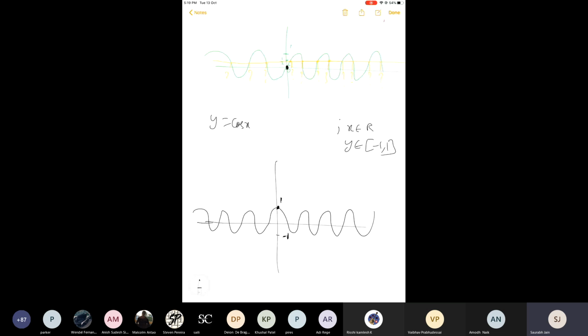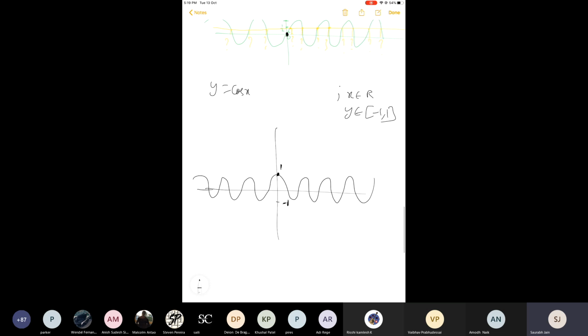Why are different types of graphs coming? Because their values are different. Sin 0 is 0. Cos 0 is 1. Tan 0 is again 0. Then see, tan 45 is 1. Sin 45 is 1 by root 2. Sec 45 is root 2. So different values, different shapes. So that is the reason. However, two things are the same: x belongs to R and y belongs to -1 to 1.